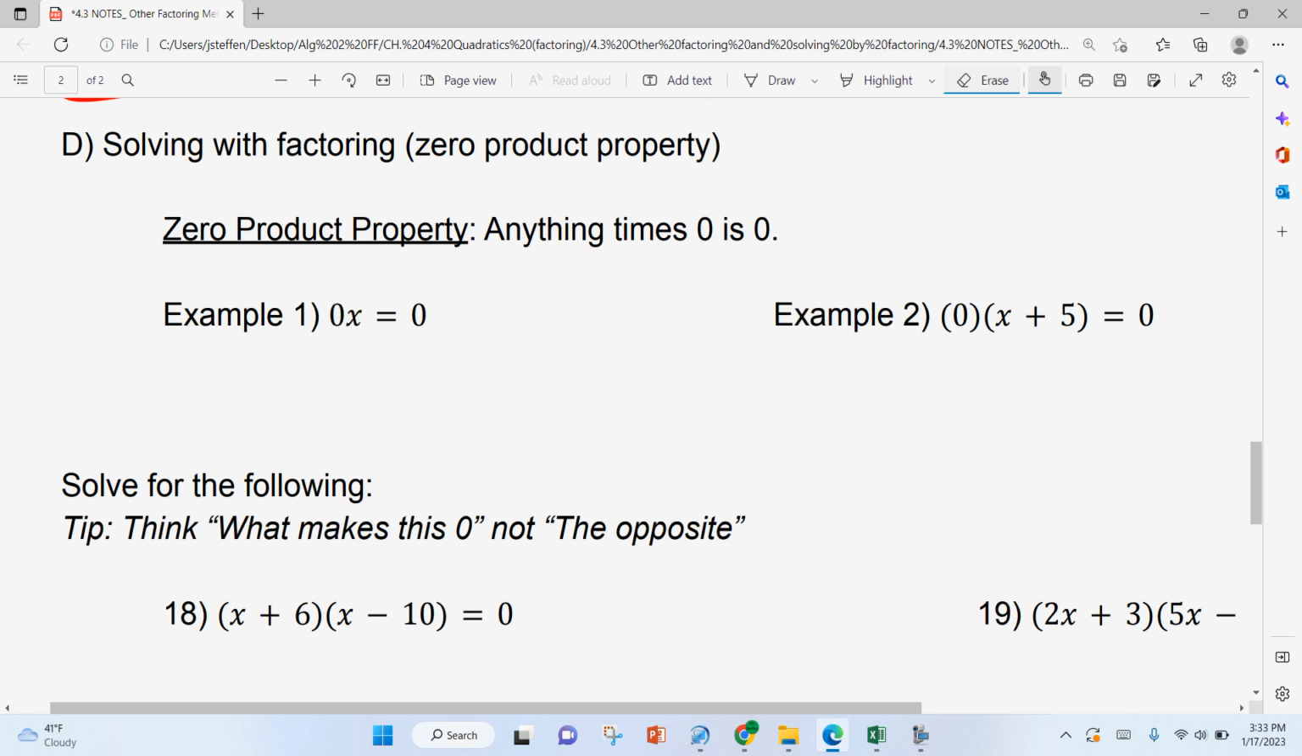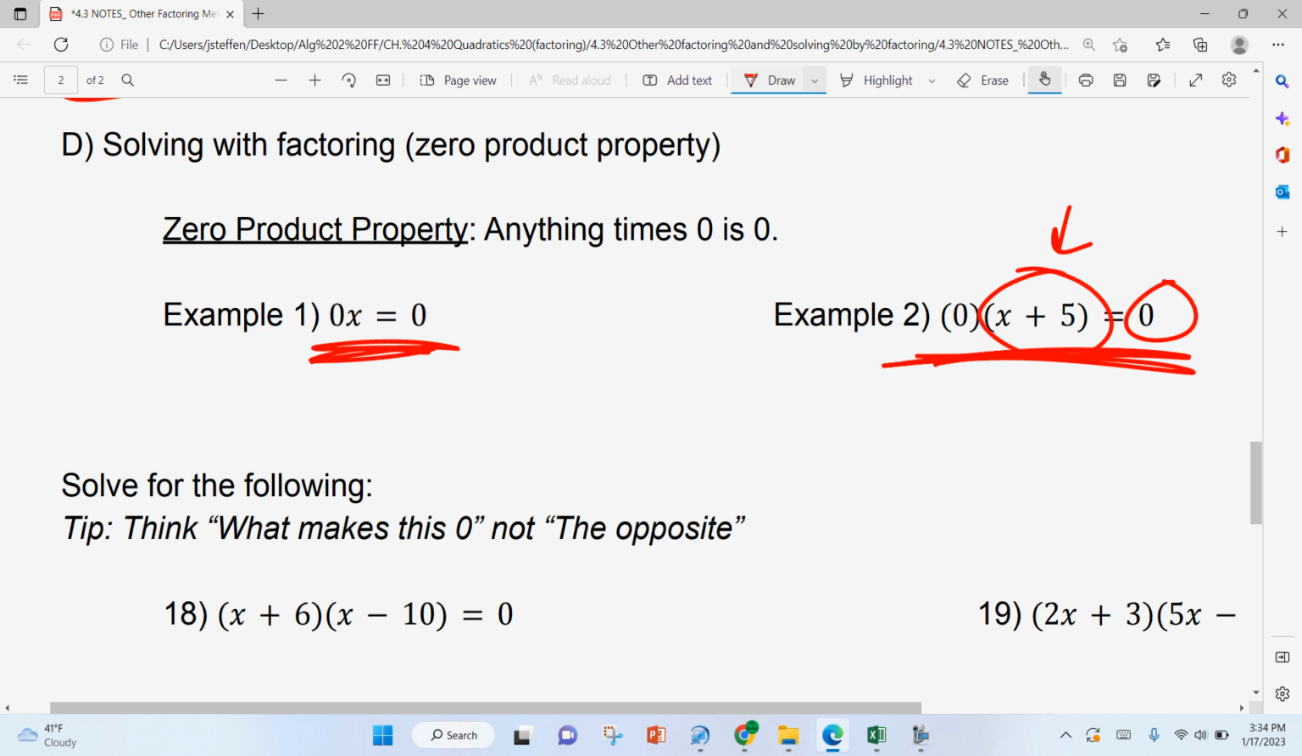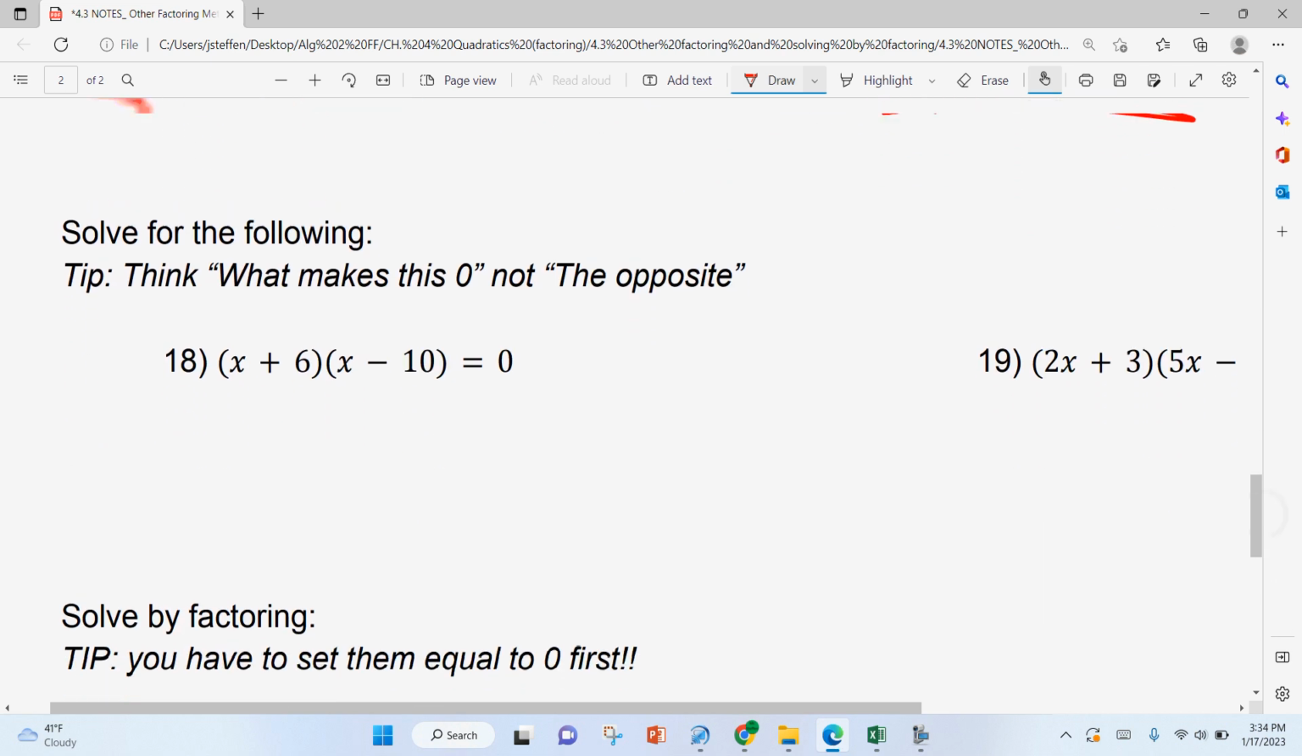So 0 times x, it doesn't matter what the x is. It could be 10. Who cares? It's 0, no matter what. This is how we're going to use it more today. 0 multiplied by this binomial. Again, that binomial, you could plug in 10 or 100 or 5 or negative 100, doesn't matter, because 0 times any number has got to be 0. That's the zero product property. So what that means is, as long as we can get these equal to 0, we can use this to solve. So this is the first baby step.